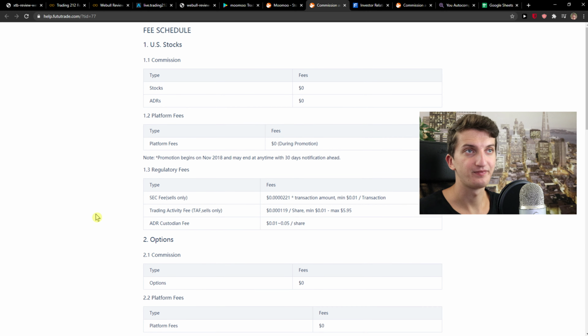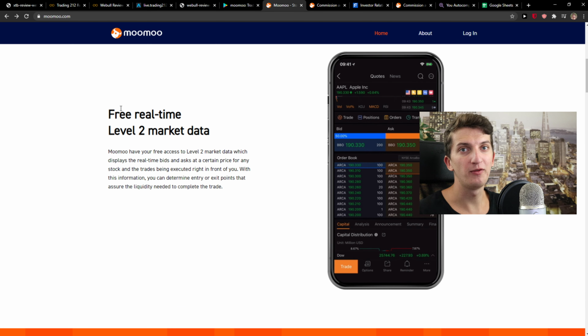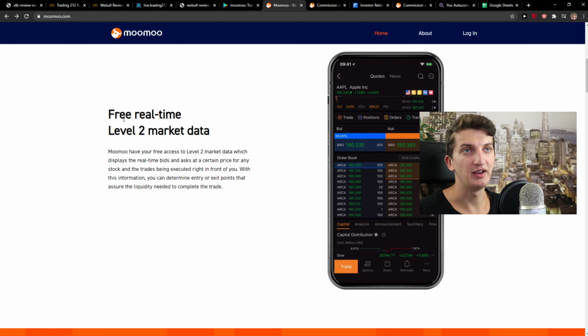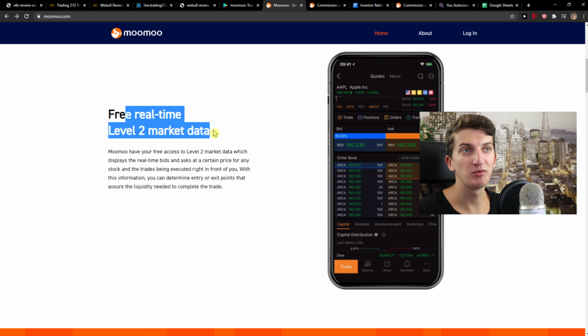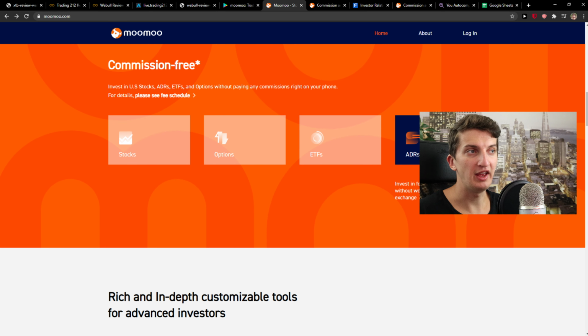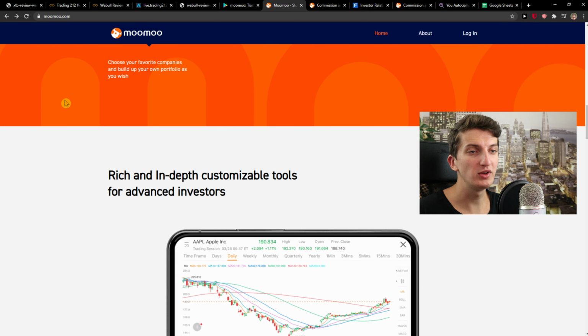And let's go even further. Now, what they offer: stocks, options, and ETFs. So this is something you need to see. Then you get free real-time Level 2 market data. That's also really good. And they have ADRs also. So Moomoo is a really good broker.